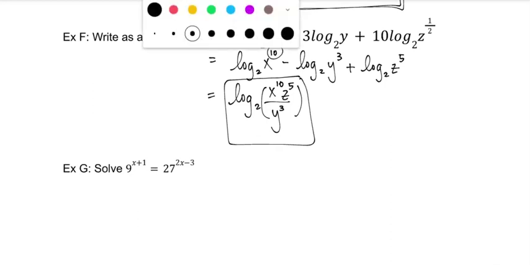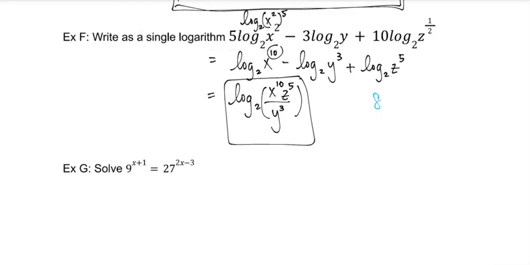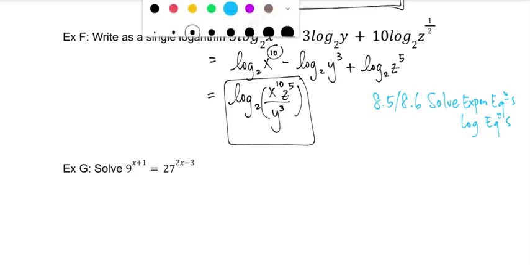8.5, 8.6. 8.5 and 8.6, solving exponential equations, solving logarithmic equations. So 8.5 was solving exponential equations, 8.6 is solving logarithmic equations. Did I say logarithmic twice? 8.5 solving exponential, 8.6 solving log.